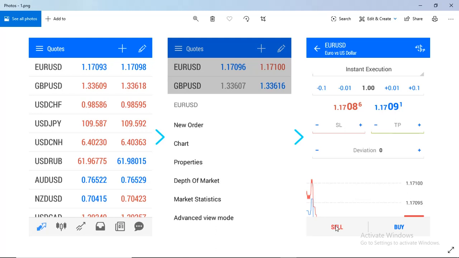If you press this button at the foot, sell, it means you are entering the market and you are selling directly, and that means you are entering the market at this price for a sell. But if you press this one, it means that you are entering the market at this price for a buy. That is what it means.